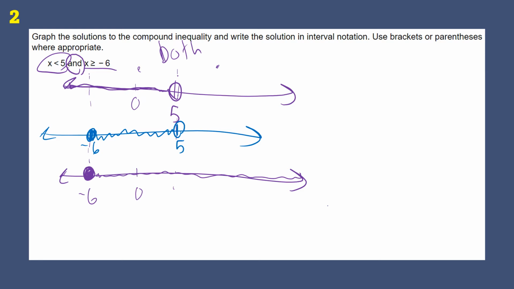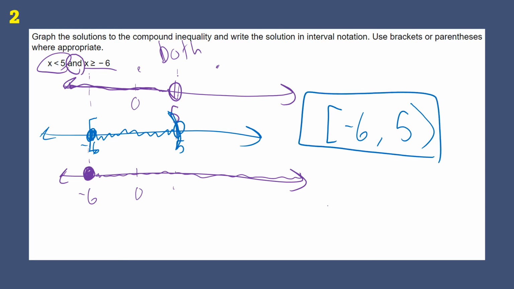Now, sometimes you see it written a little bit differently: a closed circle with a square bracket and an open circle with a parenthesis, because that's the way we write it in interval notation. For example, we're going to write this as negative 6, comma, 5. We use a square bracket to represent that it is closed there, and the parenthesis that it is open.